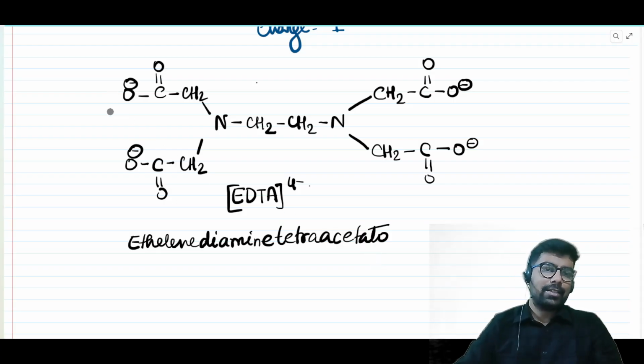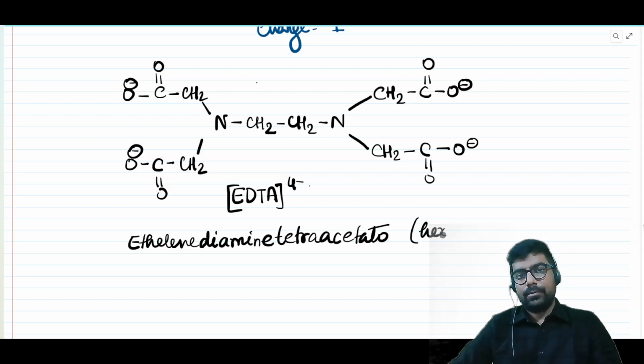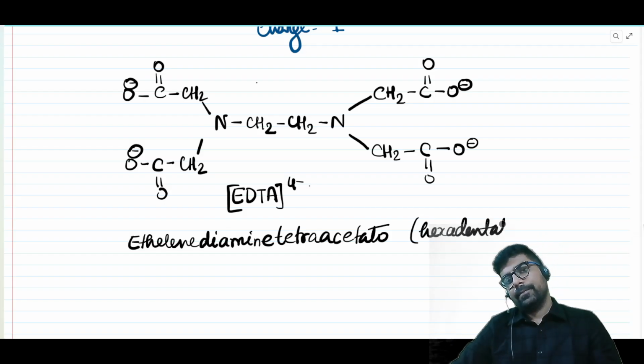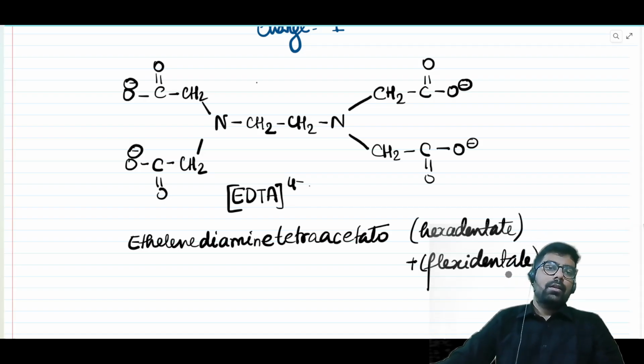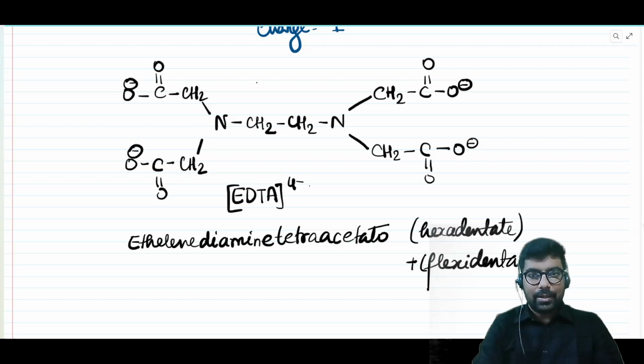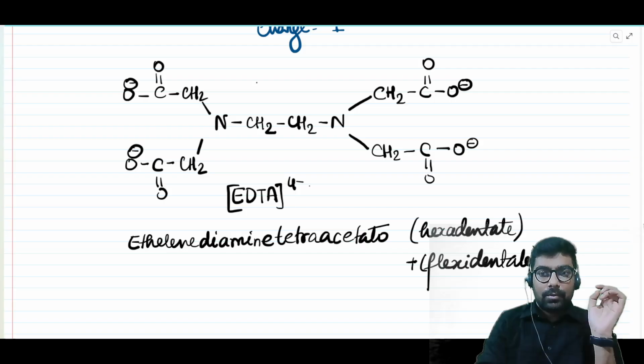It is basically a hexadentate ligand, but it is also a flexidentate ligand. This was the ligands, and the last type of ligand that we are left with is the ambidentate ligand. These are the most important type because with the change in binding site, the name also changes. So now we will start off with ambidentate ligand.